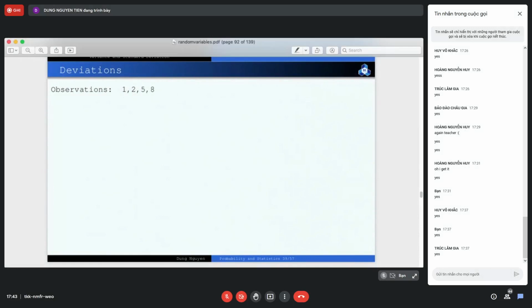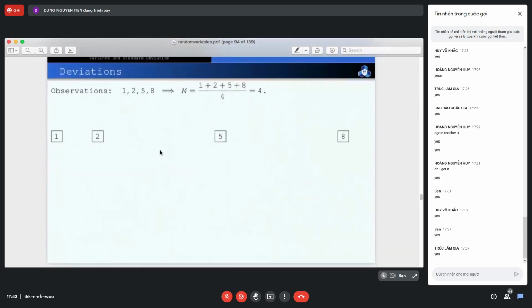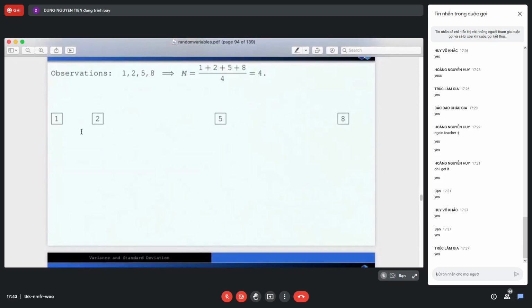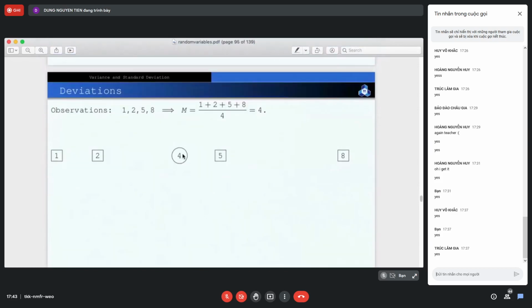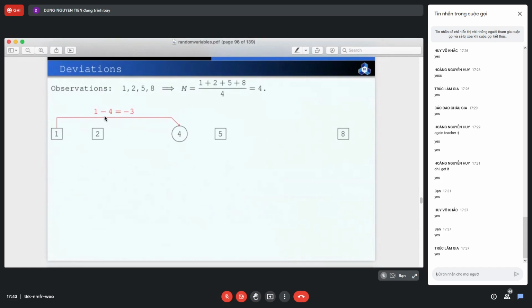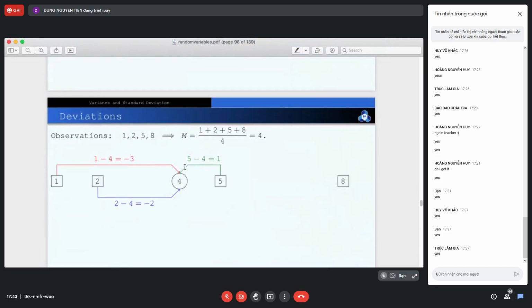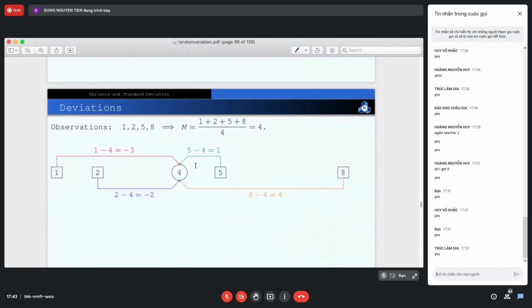Now suppose that there are 4 observations: 1, 2, 5, 8. You can find the mean value of those 4 values: 1 plus 2 plus 5 plus 8 divided by 4, and you get the average value 4. Then you have 1, 2, 5, 8 together with the average value, and you can find the deviations: 1 minus 4, which is minus 3, 2 minus 4, 5 minus 4, 8 minus 4.